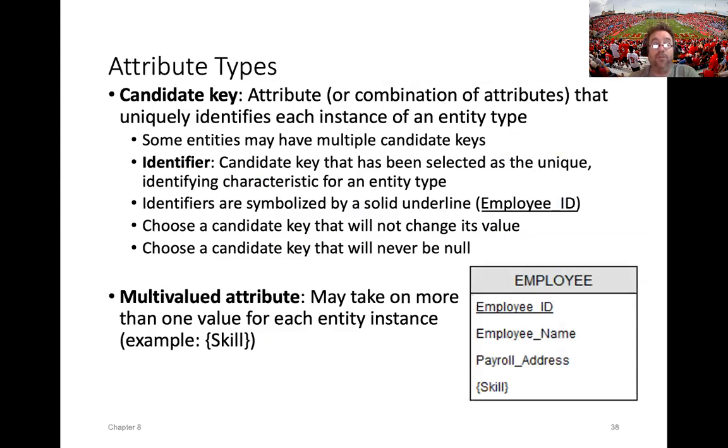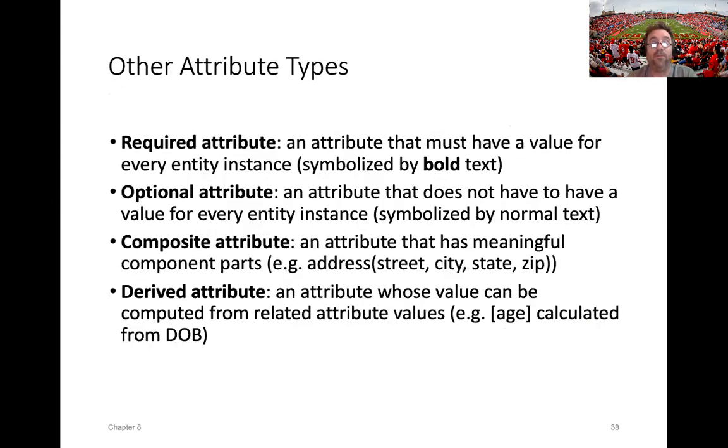We can capture multi-valued attributes in entity types. At this stage, we have these curly braces or brackets around them. So here you can see skill has that, makes you know it's a multi-valued attribute. What else do we have? Required attribute, an attribute that must have a value for every entity instance. It's got bold text. An optional attribute is an attribute that does not have to have a value for every entity instance, normal text.